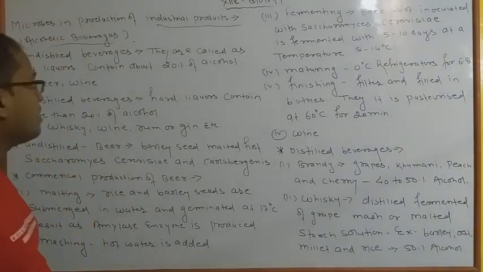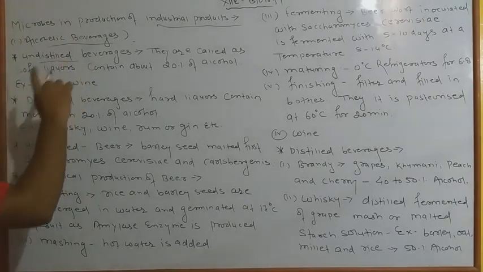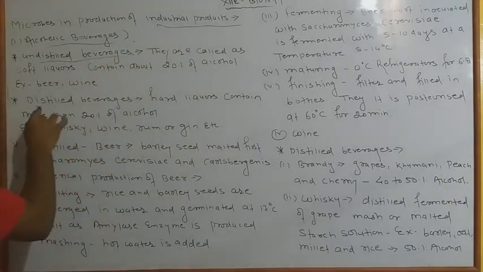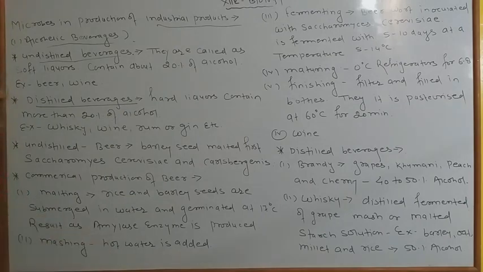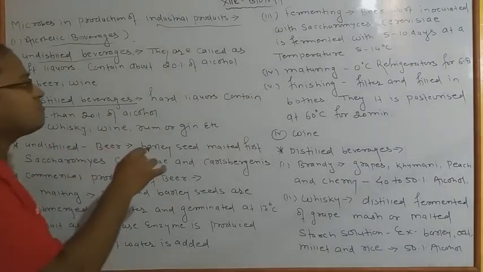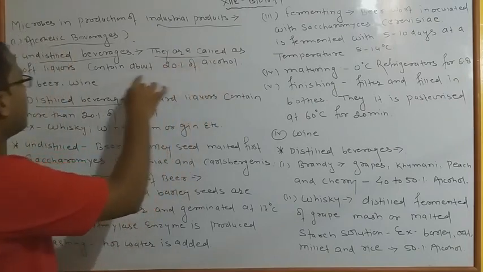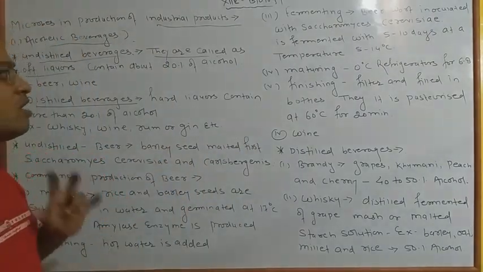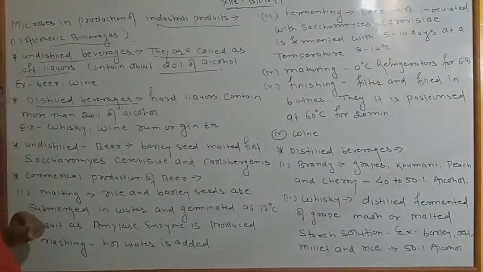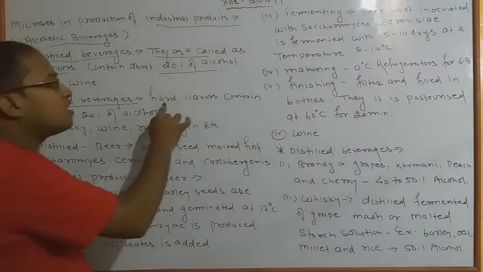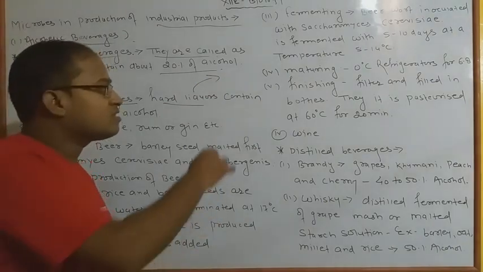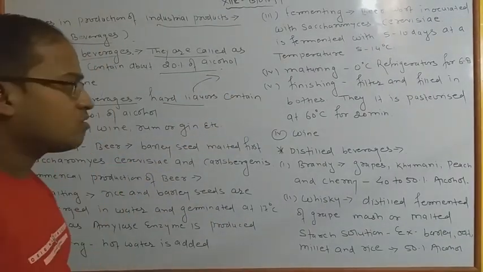Okay, so the first important topic is that microbes are used for the production of two types of items: undistilled beverages and distilled beverages. What is the meaning of undistilled beverages? These are generally called soft liquors, meaning they carry a very small percentage of alcohol. Distilled beverages are hard liquors, and liquors is also a word related to wine, so don't confuse that.